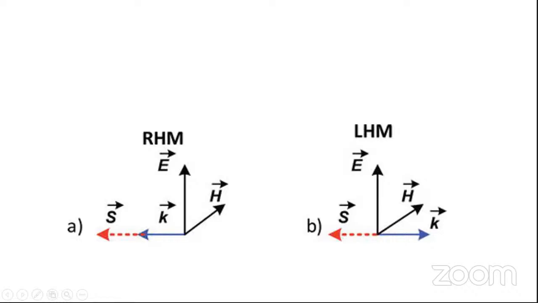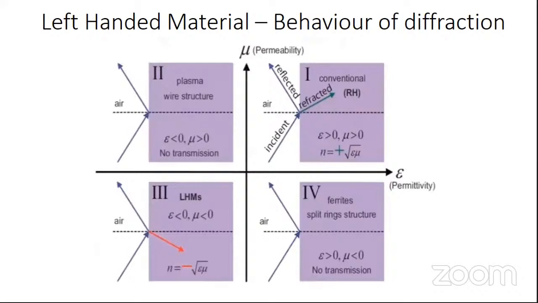Okay, so in such materials, actually epsilon and mu are both negative. Because of some abnormal physical phenomena which occur, this will show you the left-handed material behavior, and also the behavior of reflection, refraction, and diffraction.